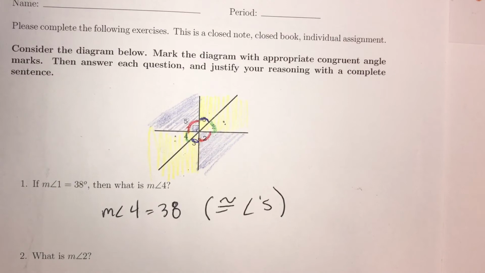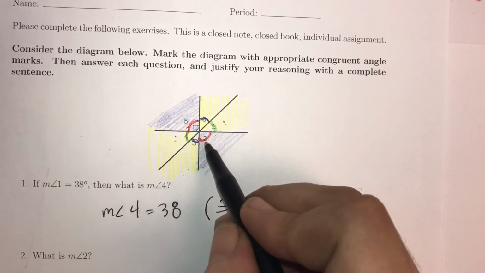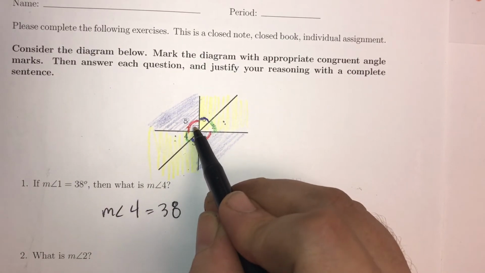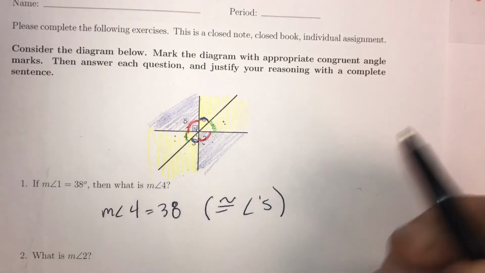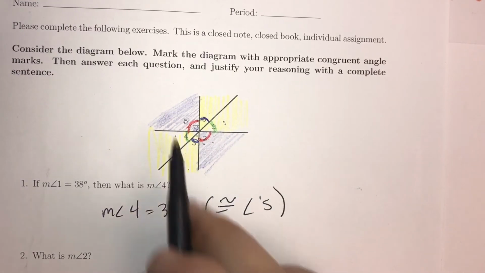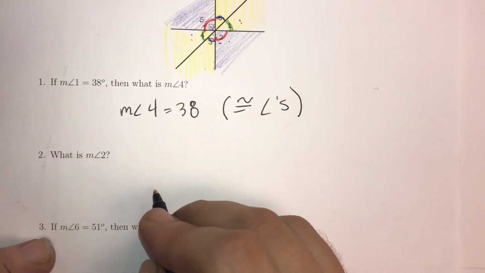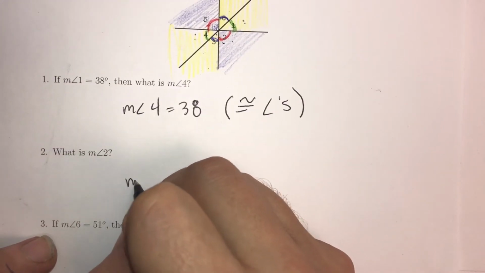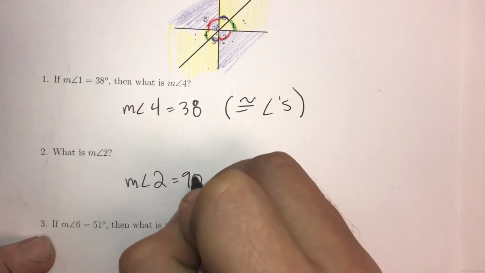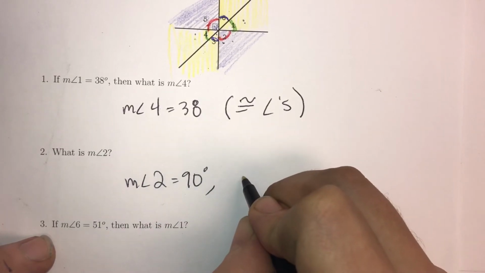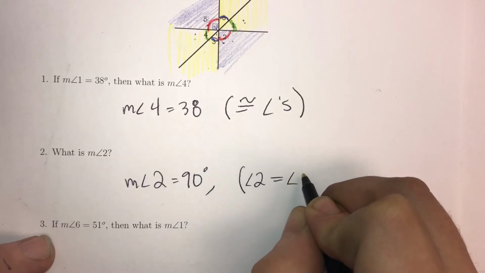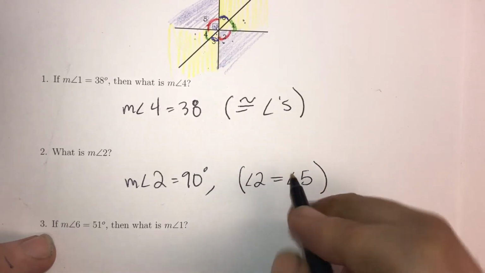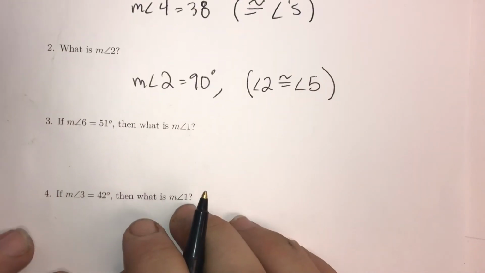What is the measure of angle 2? I don't know. What is the measure of angle 2? Oh, wait, I do know, because the measure of angle 5 is right, and the measure of angle 2 is the same as 5, because they're vertical angles. So the measure of angle 2 is 90 degrees. Why? Because angle 2 is congruent to angle 5. That's not an equal sign, that's a congruent sign.